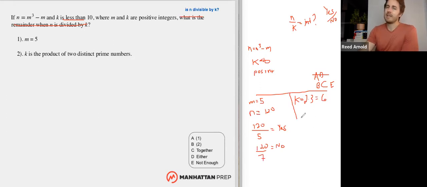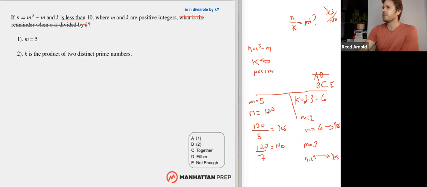My first thought would be, yeah, well, I don't know what n is. I don't know what m is. This can't be sufficient. But because I know the test, I would still test some cases. What if m is 2? Then n would be 2 cubed minus 2, which is 6. And is 6 divisible by 6? Yes. Then what if m is 3? 3 cubed is 27, minus 3 is 24. Hey, that's also divisible by 6.